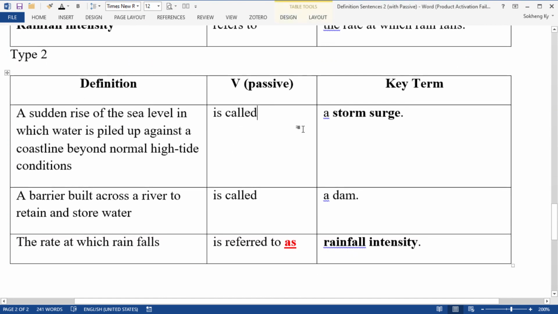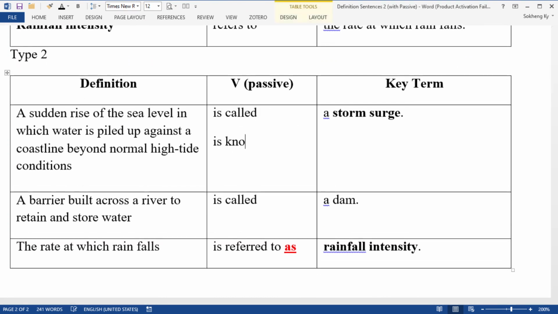Okay, let me add one more. Is known as. Better, right? Better. All right, any questions then?